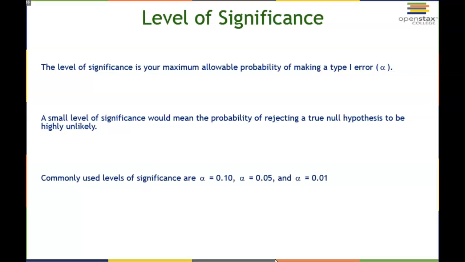Alpha equal 0.1, 0.05, and 0.01. These correlate with a confidence level of 90, 95, and 99. So 90% confidence would go along with the alpha of 0.1, 95% confidence would go with 0.05, and 99% confidence would be an alpha of 0.01. So these are the commonly used levels of significance. Doesn't mean we can't use something else, just means these are common.